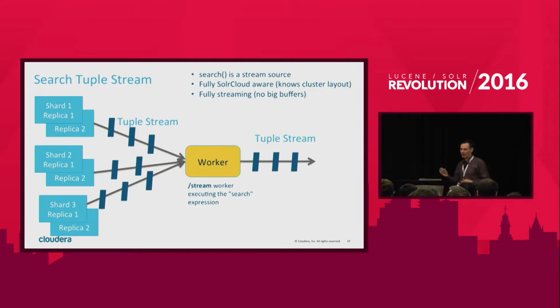So we have our worker, and that's whatever you hit the stream REST endpoint with the search stream, and it is fully Solr Cloud aware. So it goes out and it knows how many shards the collection is broken up into, how many replicas there are for each shard, and where they are. And so it can just go and do the search. The streaming expression will do the search on one replica for each shard and stream back the responses. But those searches are ordered such that it can really do a merge sort.